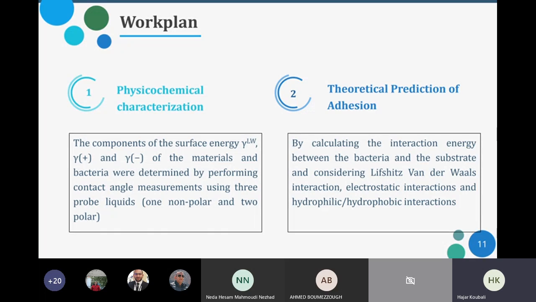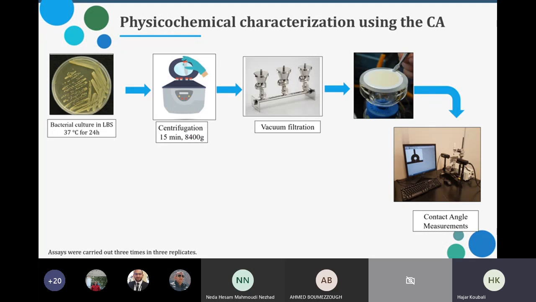The physicochemical characterization of the four studied strains was determined as follows. The cells were incubated overnight at 27 degrees in Luria-Bertani medium, then harvested by centrifugation, and the suspension was poured on a cellulose acetate membrane and filtered using negative pressure. The contact angles were measured with a goniometer using three solvents, one nonpolar, diiodomethane, and two polar, formamide and water. The contact angles were measured 6 times with separate cultures.